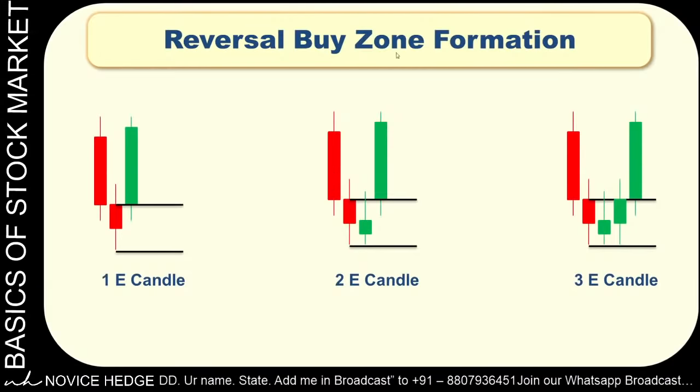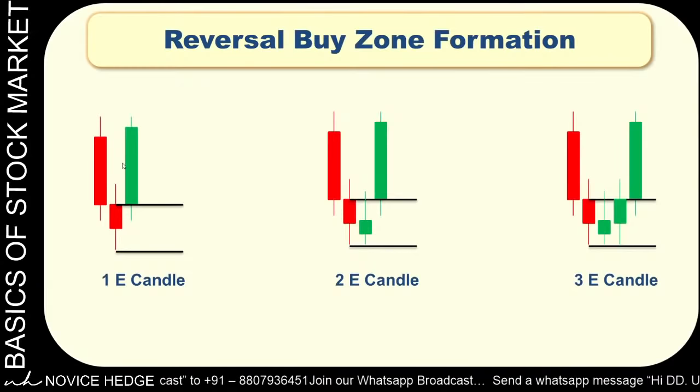So this is the reversal buy zone formation. If you see, there was a domination of the sellers, and there was a pause period where the E candle came into the picture, and once again the bulls took over the position. So what happened in this region? There was some sort of huge buying which would have happened. So who is responsible for it? Institutions are responsible for it.